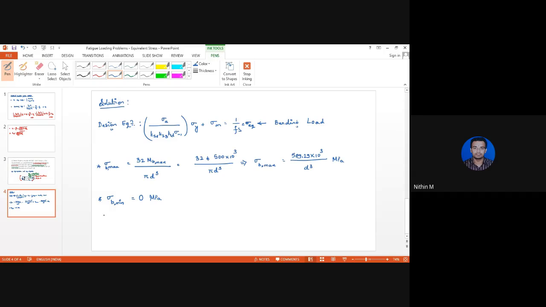Now, making use of these two equations, let me calculate the mean stress. What is the formula to calculate the mean stress? Sigma M is equal to sigma max plus sigma minimum by 2. So that is 509.29 by 2. How much does it come to? Upon substitution, sigma M, that is the mean stress induced in the component, will be 254.5.